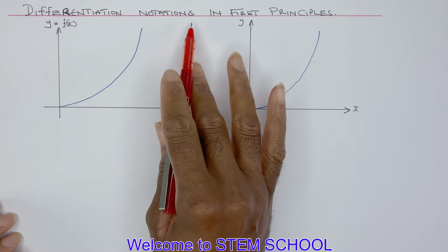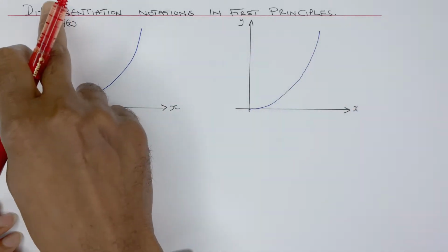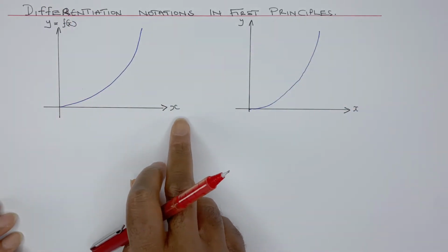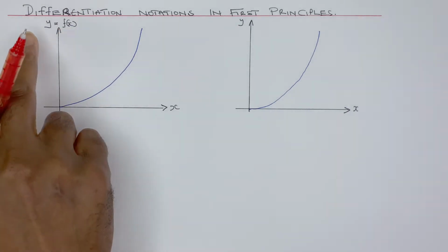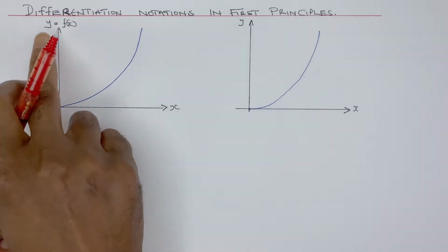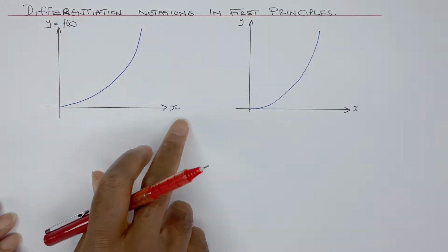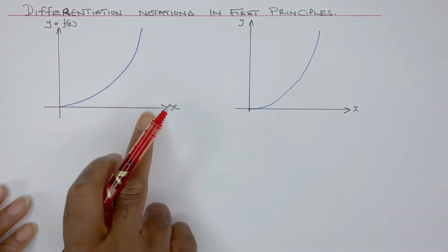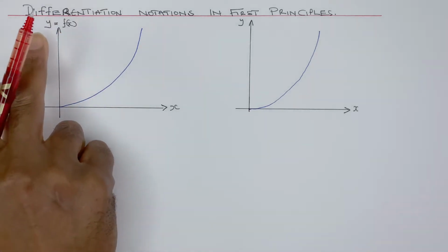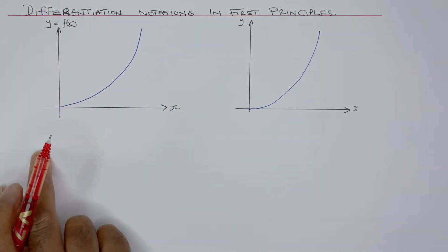Differential notations in first principle. This is the y-axis and that's the x-axis. The y-axis is also called f of x. And that's the x. This could be velocity, this could be time. Y and x are just default letters. We are looking for the derivative of y with respect to x. So this is the derivative of y with respect to x.